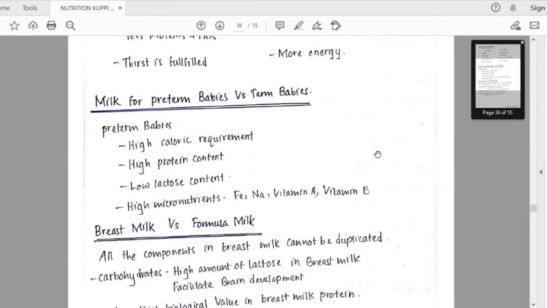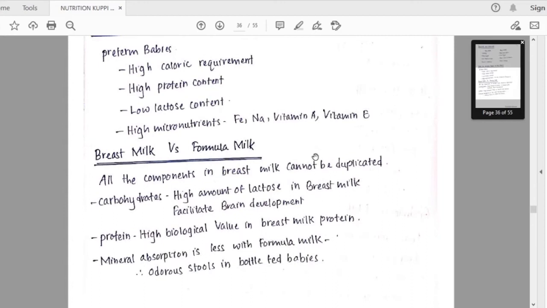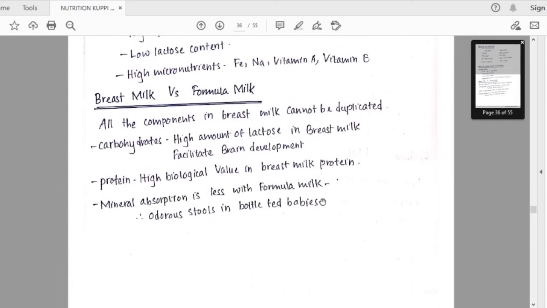Now milk for preterm babies. Preterm babies have a high caloric requirement. They need a high protein content and a low lactose content, and need high micronutrients such as iron, sodium, vitamin A and vitamin E.